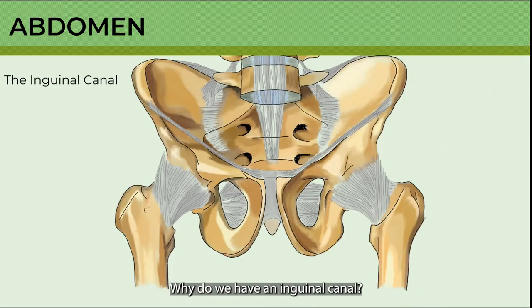Why do we have an inguinal canal? Well, for biological males, the inguinal canal is the channel formed on the abdominal wall in the groin region that allows testes to descend during development.